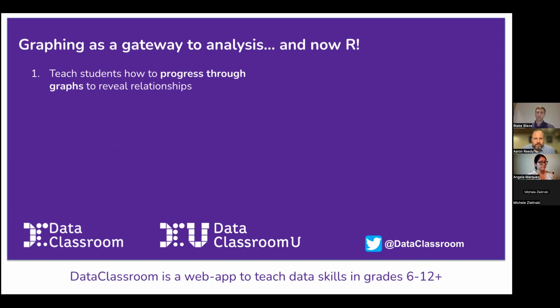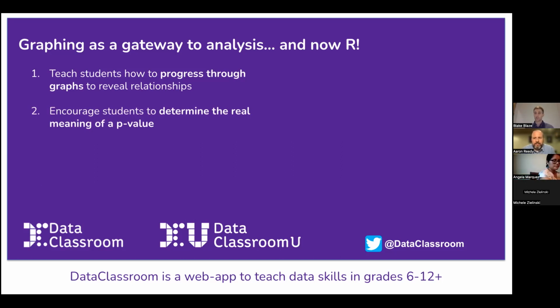So we're going to do that specifically by showing a progression of graphs and a natural flow of questions students might ask when looking at different graph types. We're also going to focus on encouraging students to determine the real meaning of a p-value. Too often, students limit their understanding of a p-value in statistics to what is statistically significant, making it a binary distinction between significant or not significant. But really, there's a lot more room for interpreting data as meaningful beyond that.